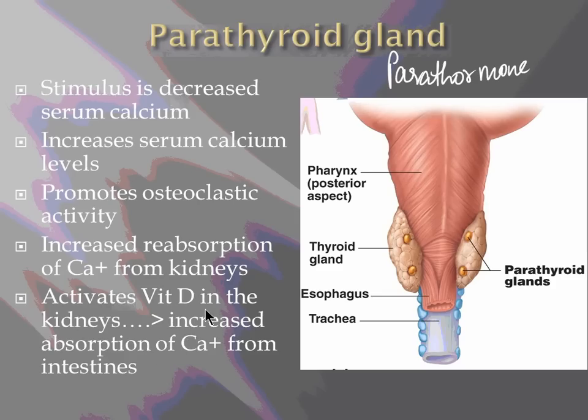Okay. So if you have too much of parathyroid hormone, you'll end up with something like osteoporosis, isn't it? Because you'll keep removing bone.